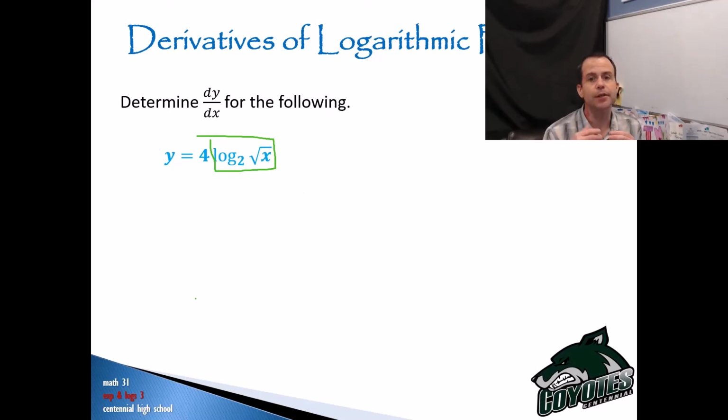Okay, then I have to take the derivative of the inside function. The inside function is root of x, which is x to the 1/2. The derivative of that would be 1/2 x to the negative 1/2. Okay, so this is where we are so far.